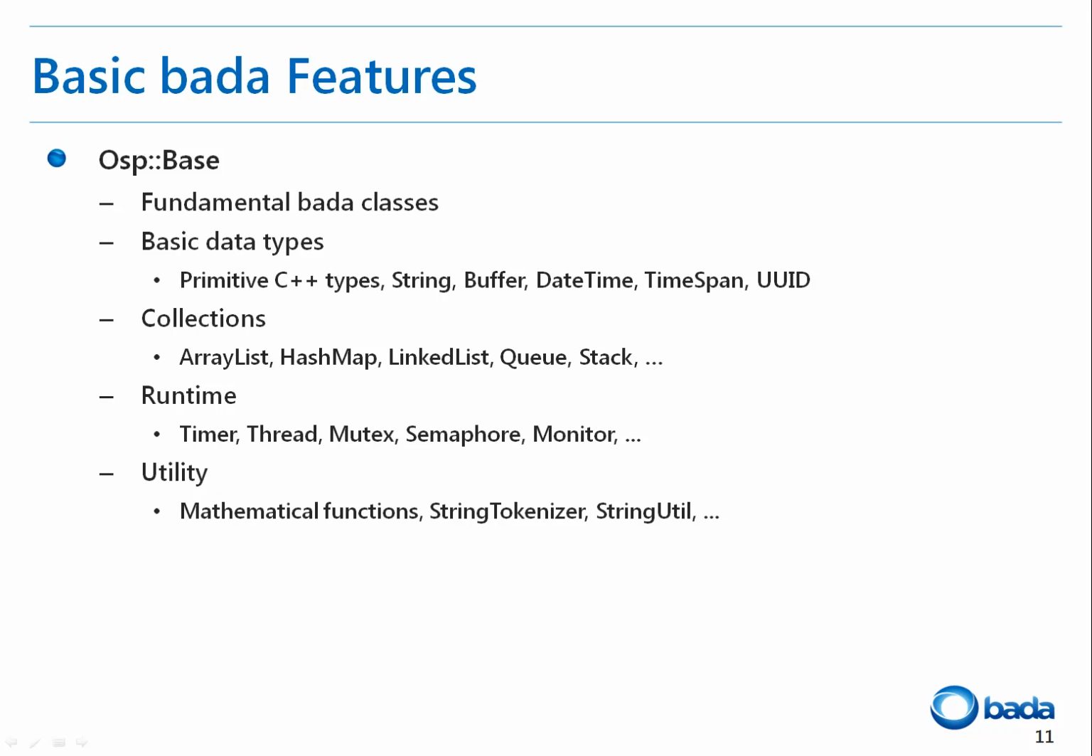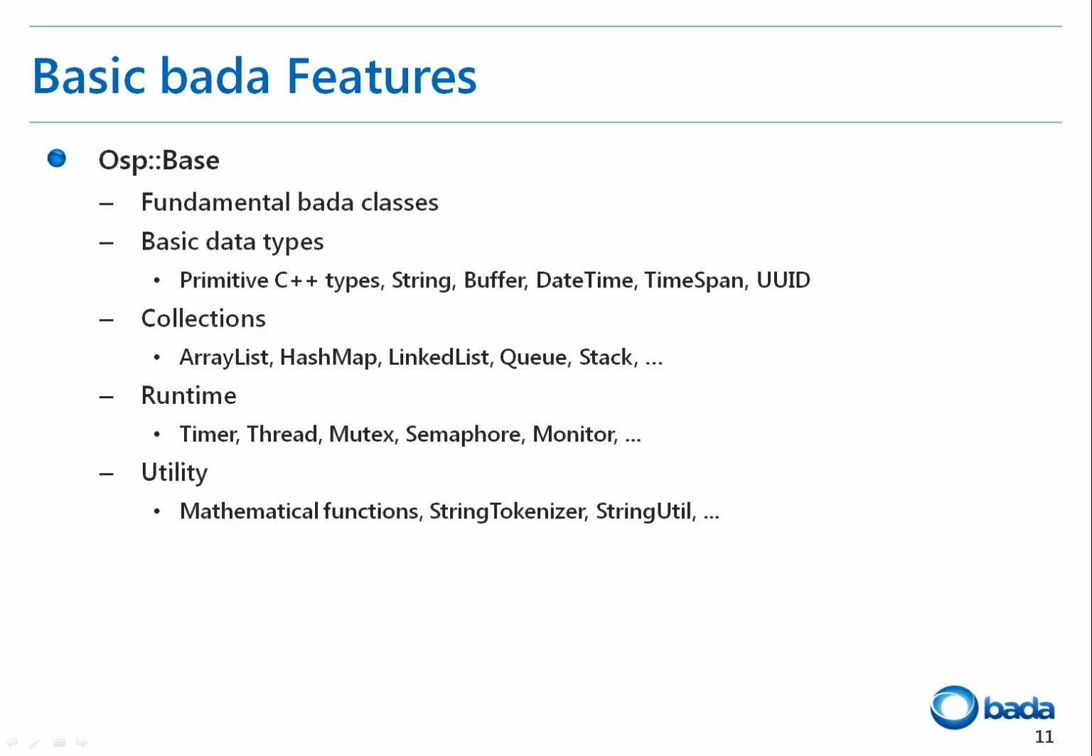The base namespace contains 3 sub-namespaces: OSP base collection, OSP base runtime, and OSP base utility. The collection namespace includes types such as array list, hash map, linked list, queue, and stack. Runtime contains the classes for the runtime environment of any application, namely classes for event handling, the dynamic link library, the timer, threading, and runtime information.